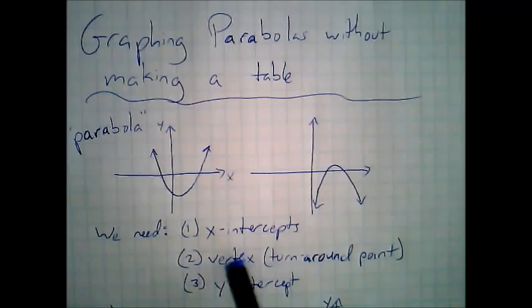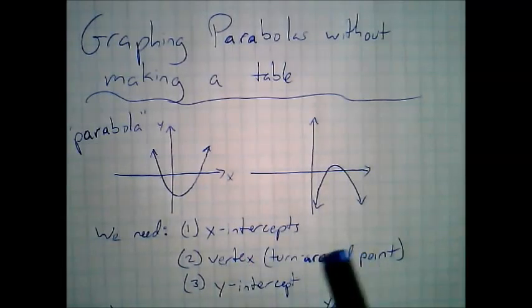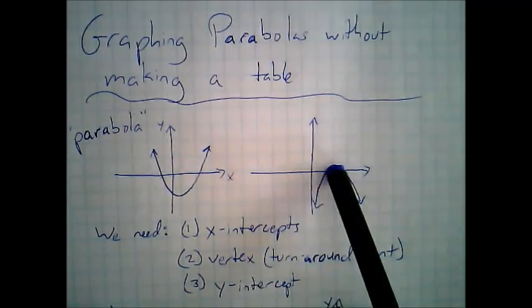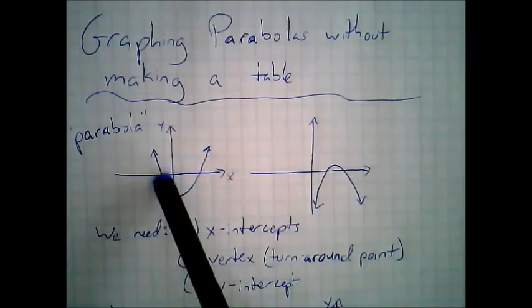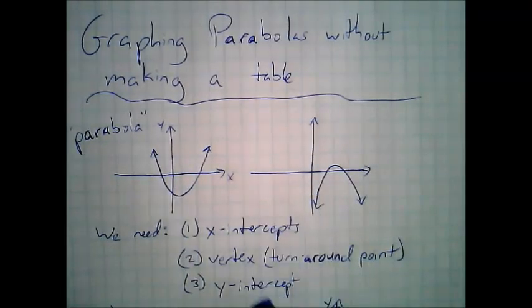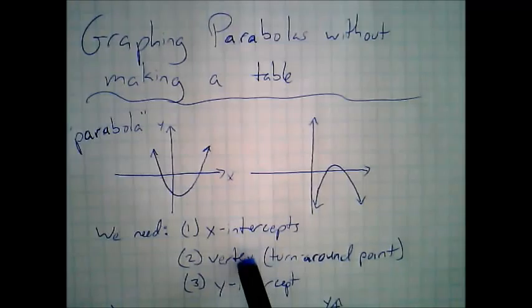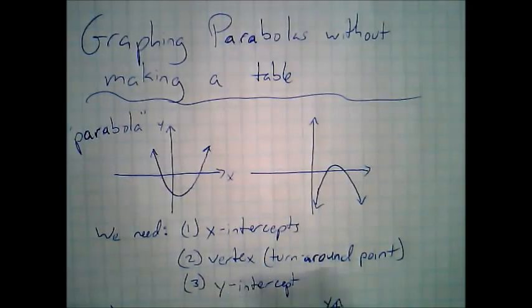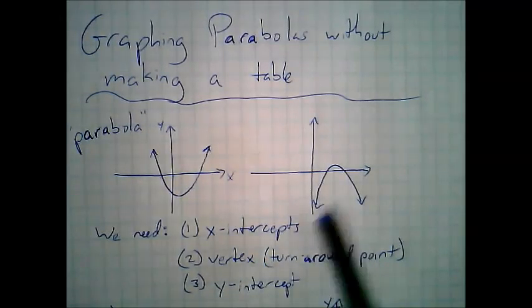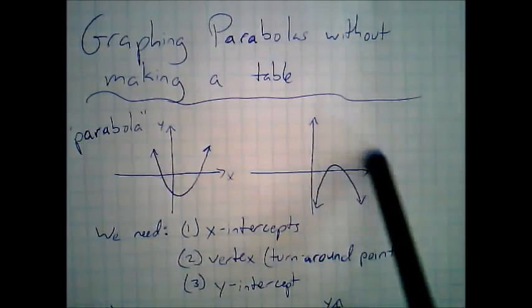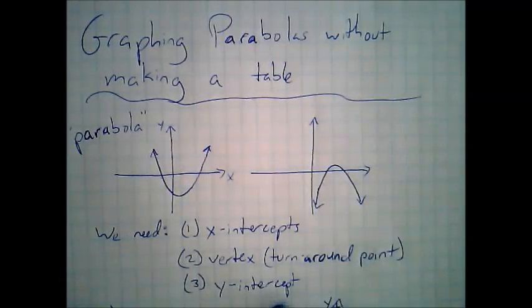Now we want to know the vertex. That's a turnaround point. How high does a water balloon go? How low does our bungee jumper go? The nice thing about the vertex is it's always halfway in between our x-intercepts. That makes sense. When we toss up a water balloon, it goes up and comes back down, so the vertex, the highest point, is just halfway in between. And the last thing we need is the y-intercept. Where does our parabola cross the y-axis? All right, so let's get started with an example.